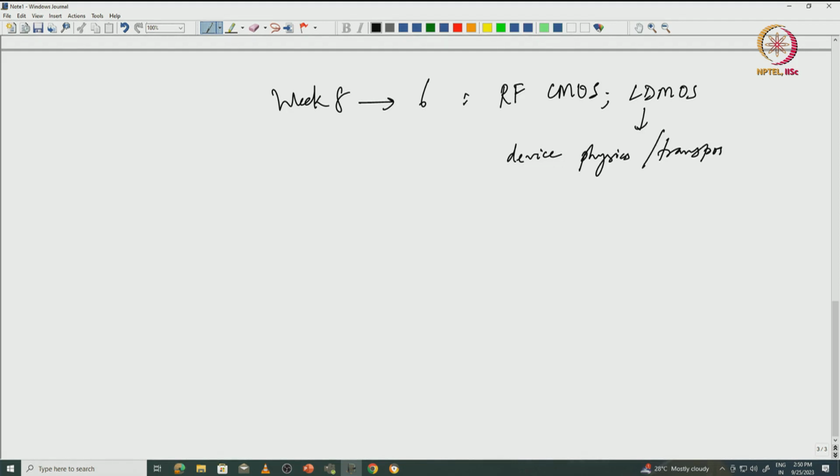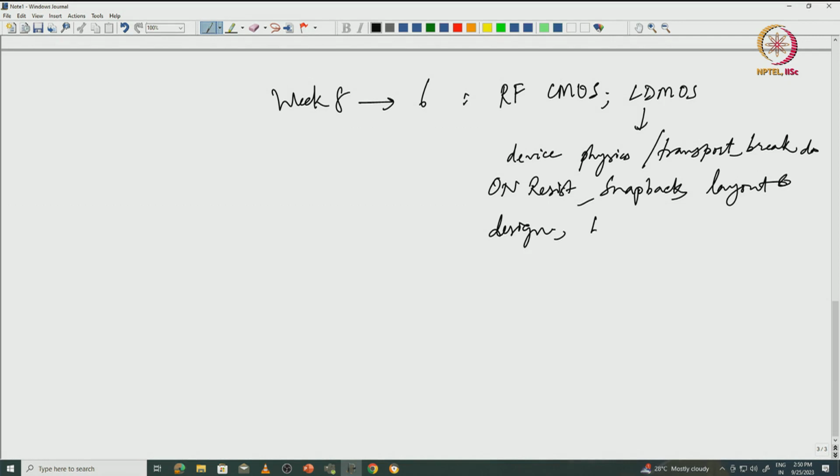Then we will talk about the breakdown of such LDMOS, which is very important. We will talk about on resistance. We will talk about something called snapback in LDMOS. Then we will talk about the layout and design of such RF LDMOS, and then we will discuss things like bond pad manifold. By the way, these bond pad manifolds are also important for HEMTs and gallium nitride HEMTs and other things, but here we will talk about them in more detail.